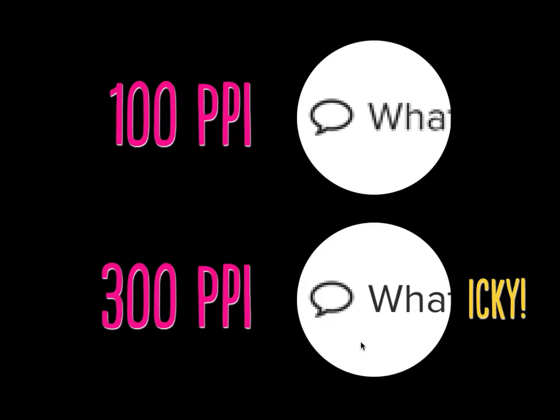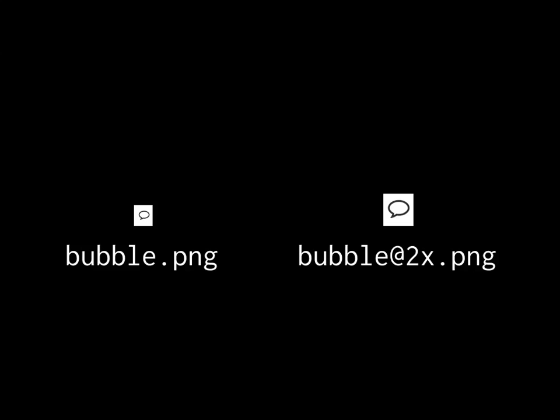Let's take the image that I used to create that little bubble icon, bubble.png. It's created at the size that I would normally show that little icon. To solve this problem, I also have to create a second bubble image. I'm going to call it bubble@2x.png. It's the same as bubble.png, it's just twice as big.